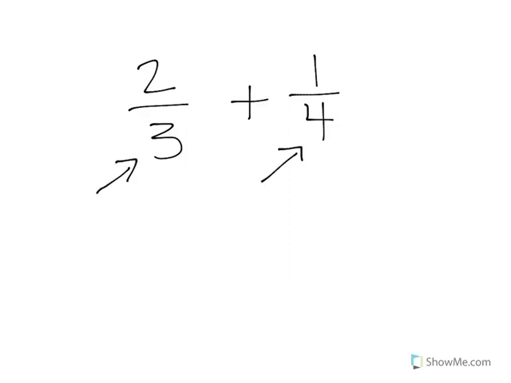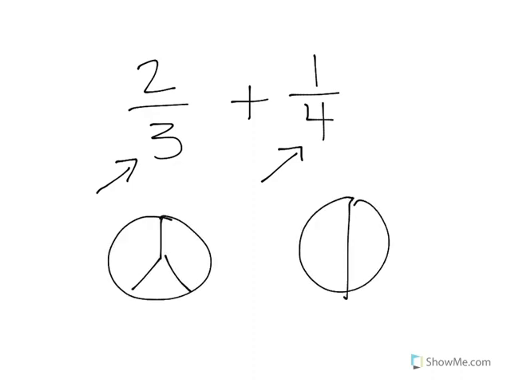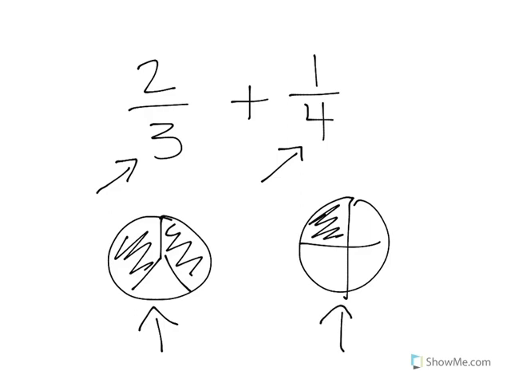So if we have 2/3 plus 1/4, these have different denominators. Remember, denominators are the total amount, the total pieces. So if I have 2/3 and 1/4, it is impossible to add these together because we can't combine the pieces when they're not the same size. So what we have to do is make it so that these pieces are the same size so that we can add them together.